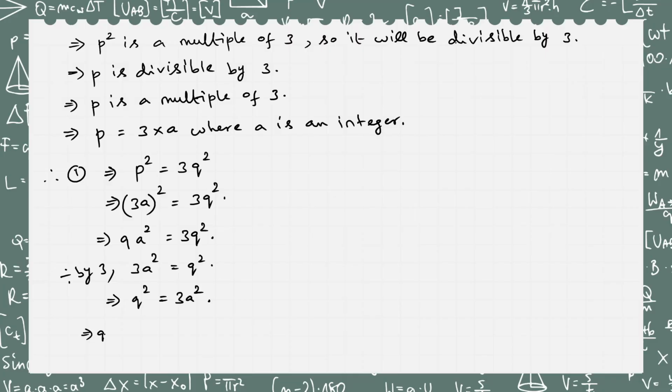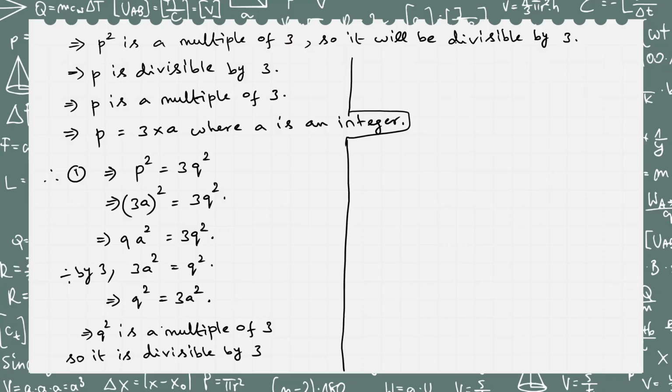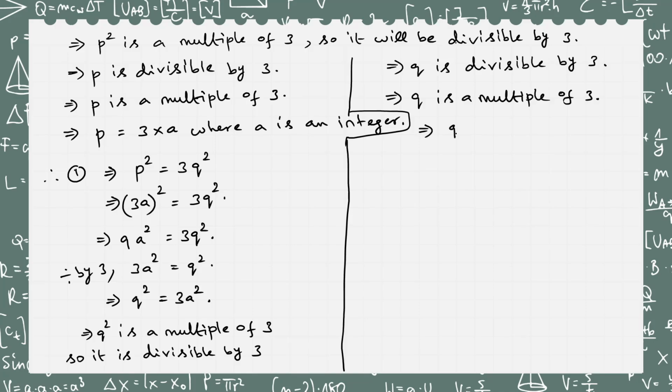So that implies q square is a multiple of 3, so it is divisible by 3. If q square is divisible by 3, then q is also divisible by 3. That implies q is a multiple of 3, right? So that implies q can be written as 3 into some number. So I am writing q equals 3 into b, where b is an integer.